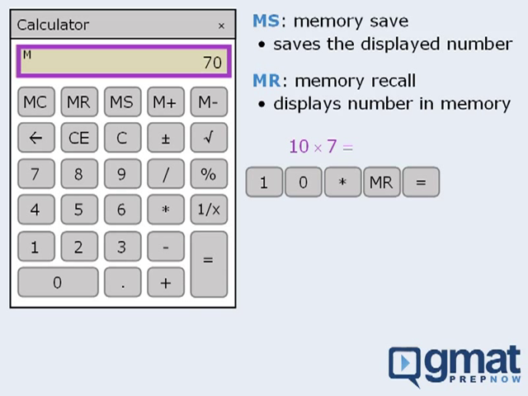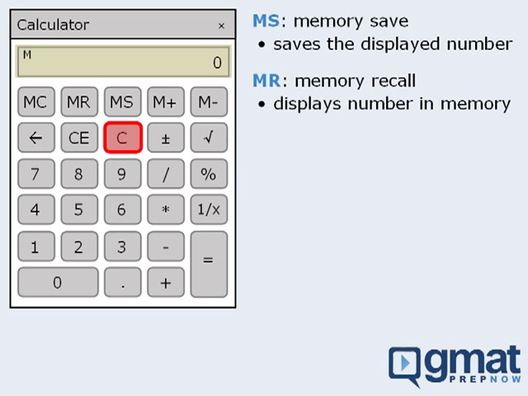Now at this point, let's press the Memory Save button again so that the number 70 is now stored in the calculator's memory. Now please note that if we had not pressed the memory save button, the old value of 7 would still be stored. Okay, let's now clear the display and move on.